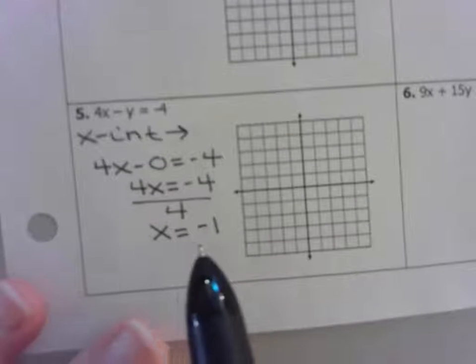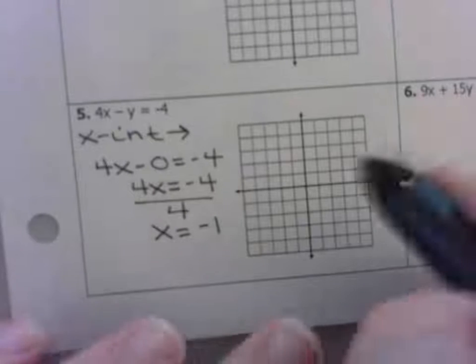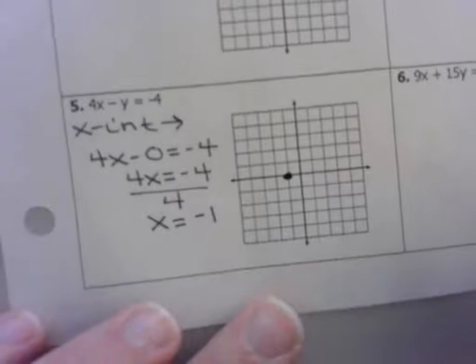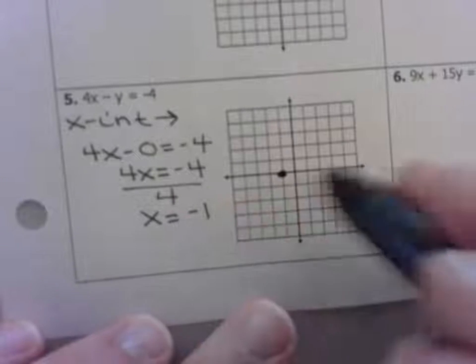X equals negative 1. How do I graph an x-intercept of negative 1? Left 1. Do not make this harder than it is. You can graph an x-intercept of negative 1. You go left 1.